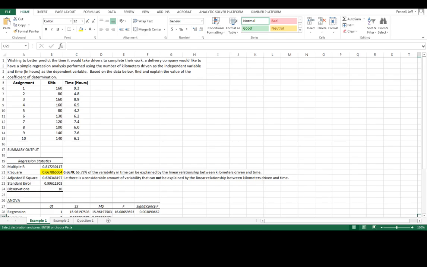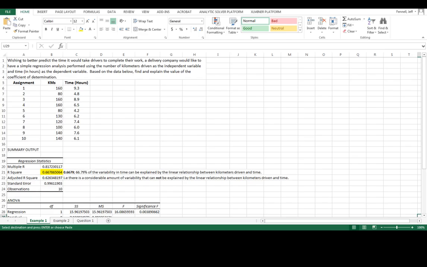So what we might want to do is, instead of doing a simple regression based on the one independent variable, start adding more independent variables into that model. And as we add more variables into there, maybe we can get a better prediction of how long it does actually take these employees to complete their work.